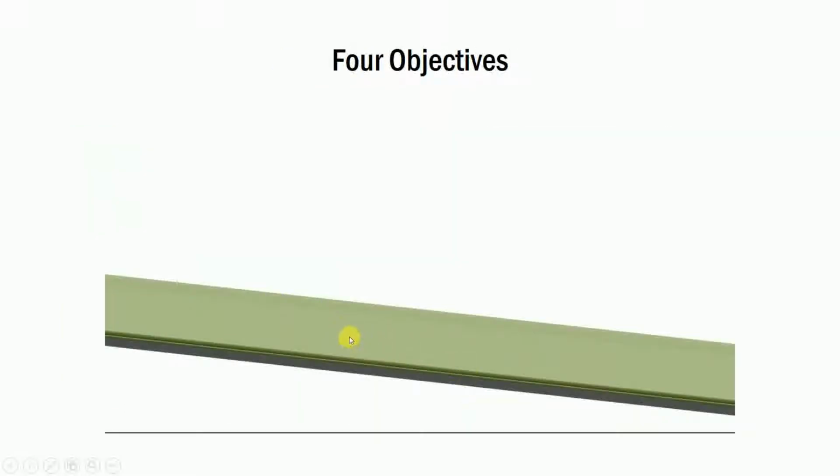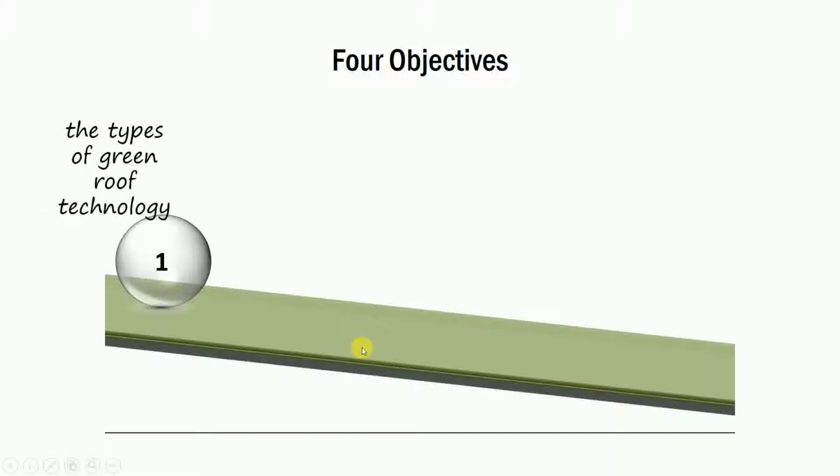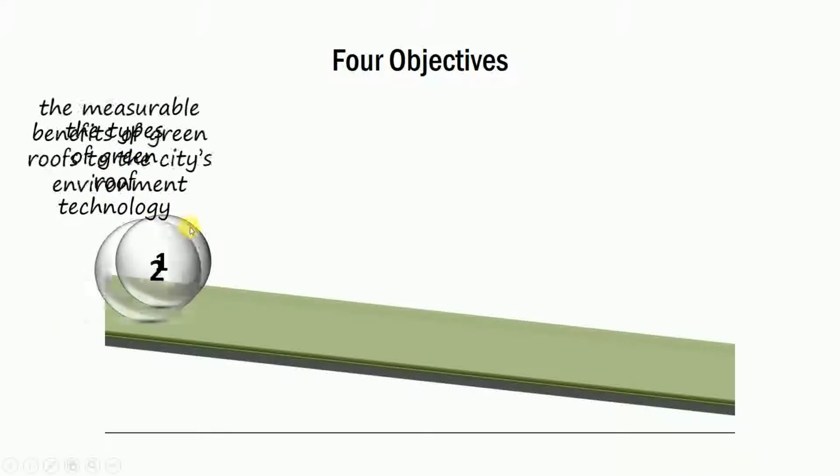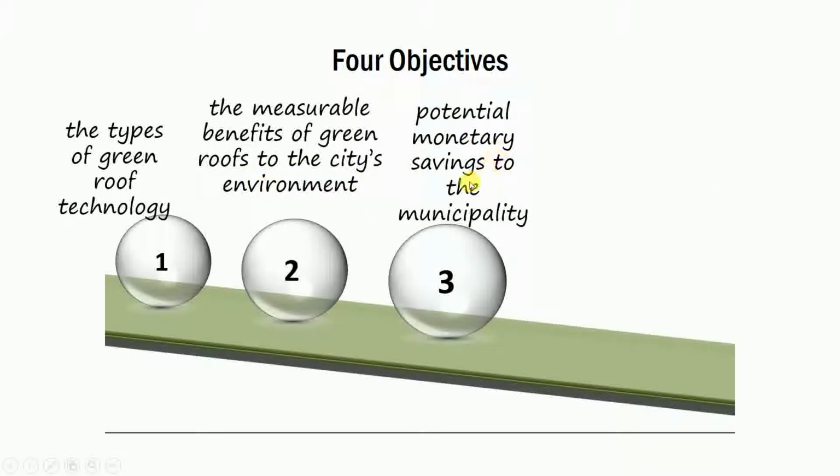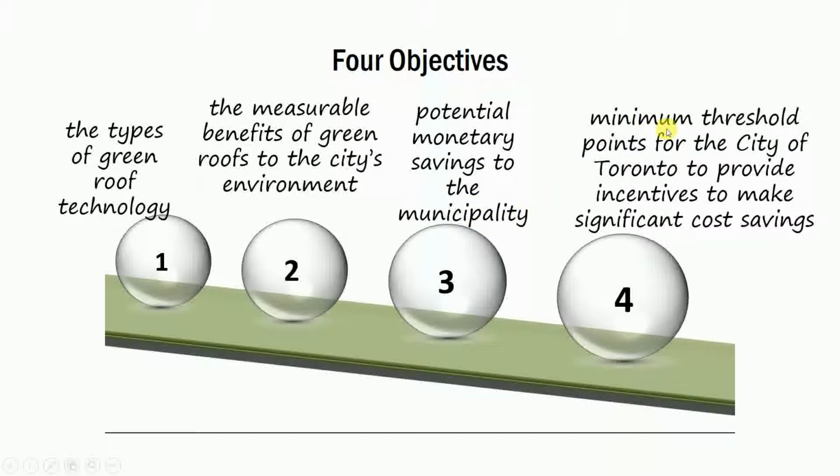And what were their objectives? Their objectives were the types of green roof technology, the measurable benefits of green roofs to the city's environment, potential monetary savings to the municipality, and minimum threshold points for the City of Toronto to provide incentives to make significant cost savings. I mean, they mainly worked on which green roof technology is beneficial and which technology is suited to the City of Toronto, and made a threshold value so that it will reduce the cost and be a cost saving matter.